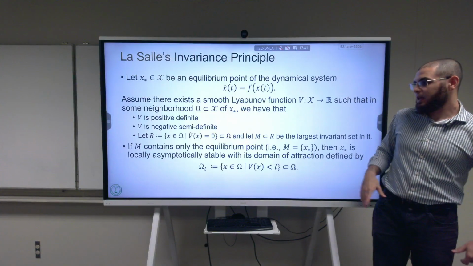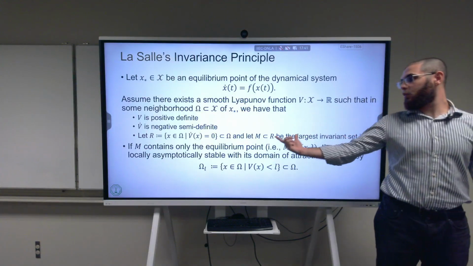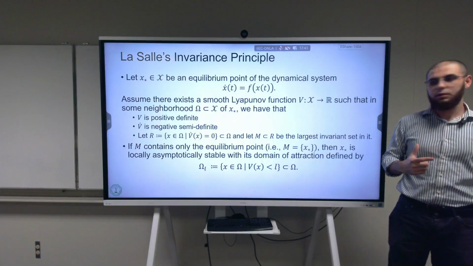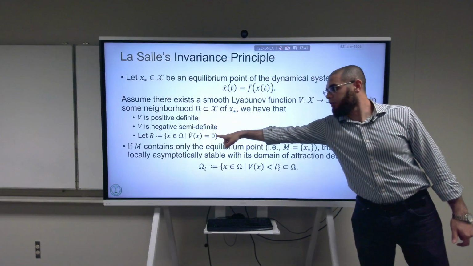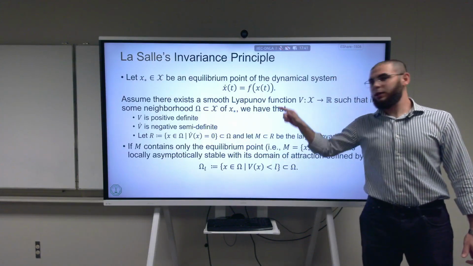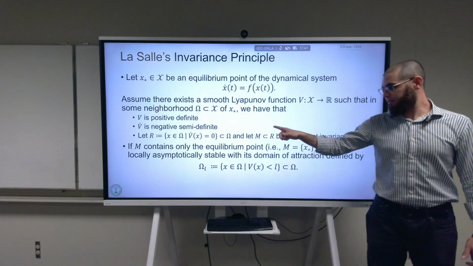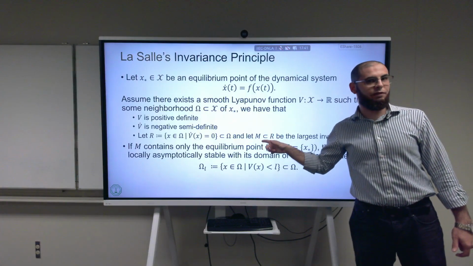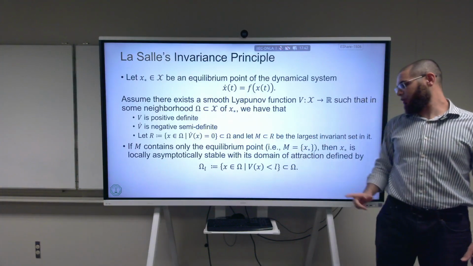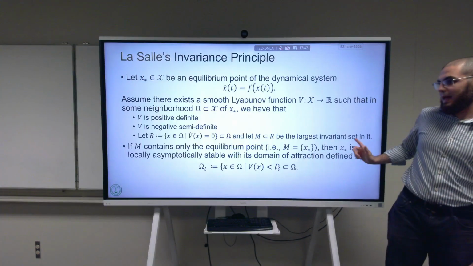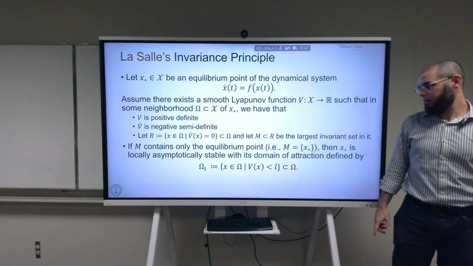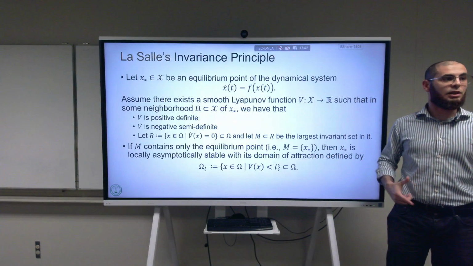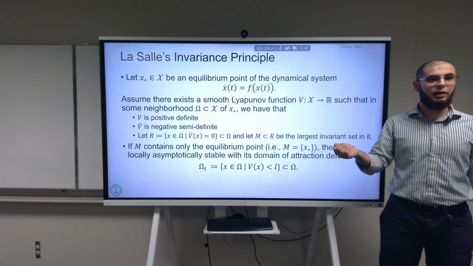It says that if M contains only the equilibrium point that you want, so if inside of R you find the largest invariant set, and this largest invariant set is only the equilibrium point you are actually interested in, then it is locally asymptotically stable. And not only that, you even have an estimation of its domain of attraction. And this is something that Lyapunov's theorem did not tell us about.